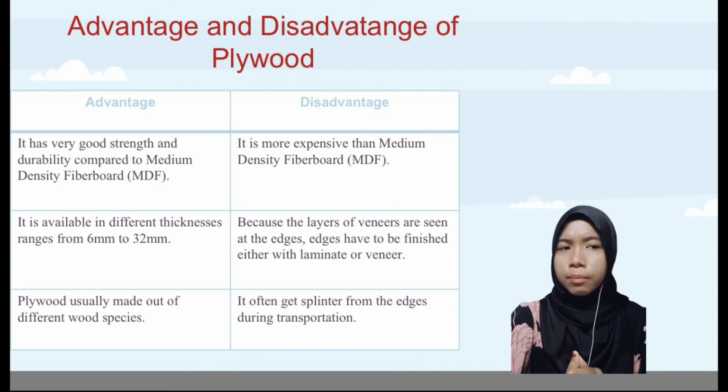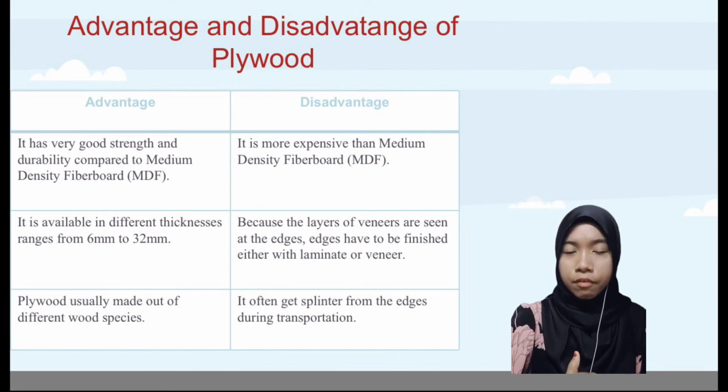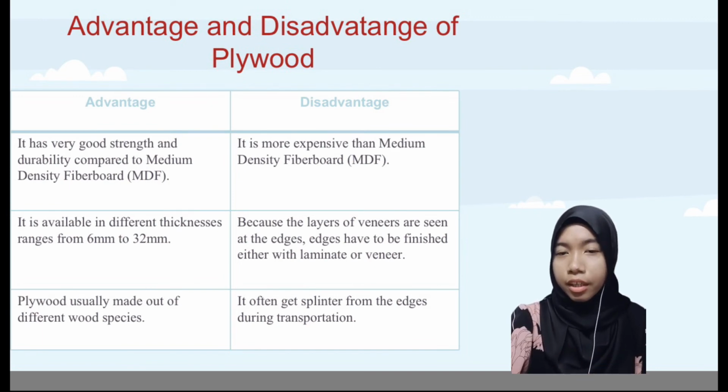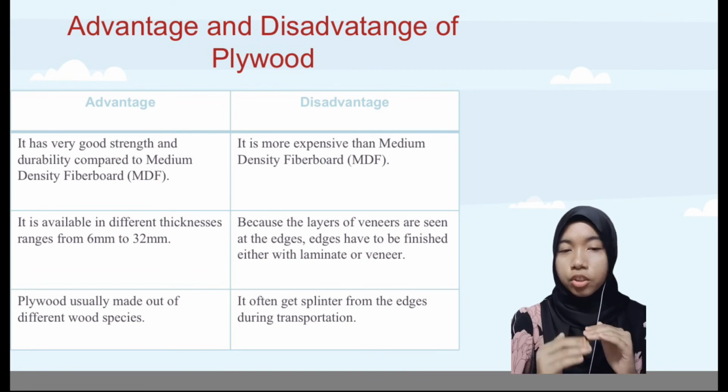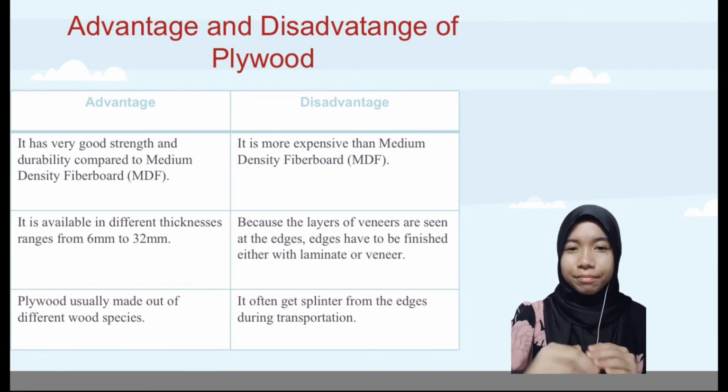Disadvantage is it is more expensive than medium density fiberboard, and because the layers of veneers are seen at the edge, the edge has to be finished either by laminate or veneer. Lastly, it often gets splintered from the edge during transportation.